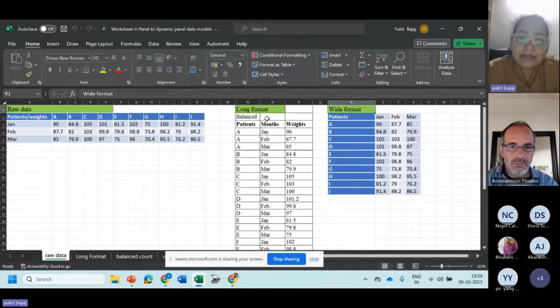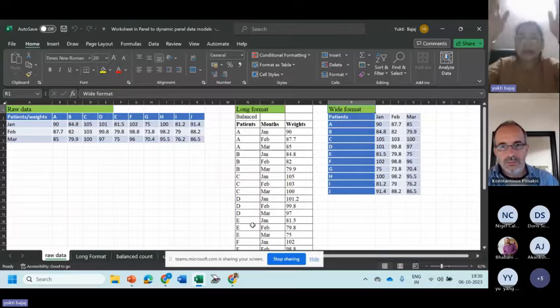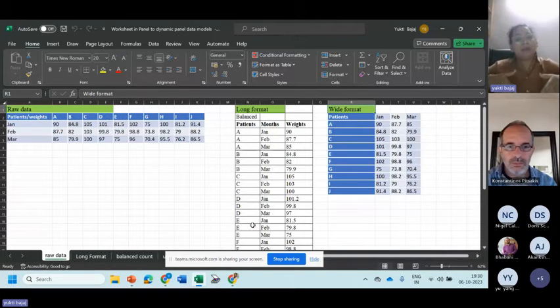The long format is a format wherein everything is stacked in columns. If I look at my cross-section units, patients are also in a column. My time dimension, that is months, is also in a column. So A for January, A for February, and A for March, and so on and so forth. This is a lengthy way of keeping the data, so this is known as the long format.